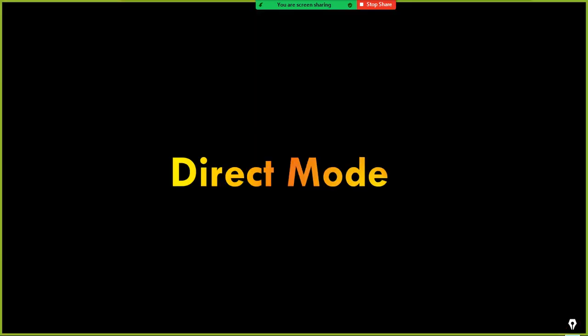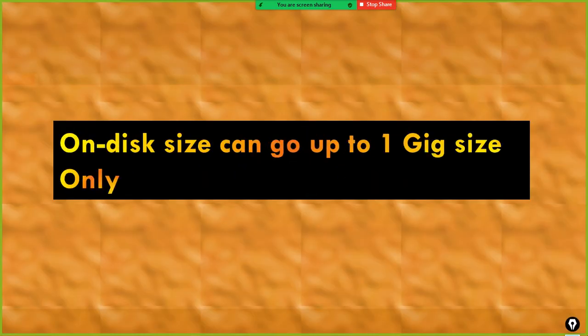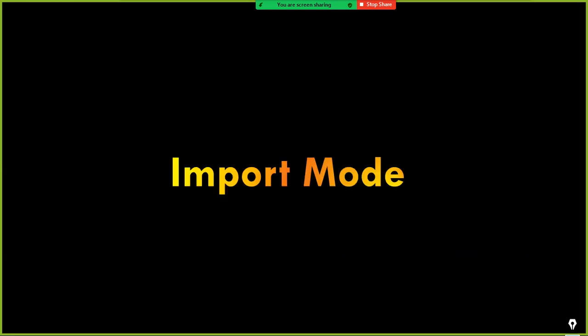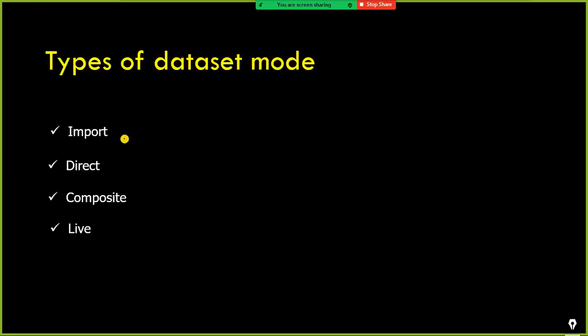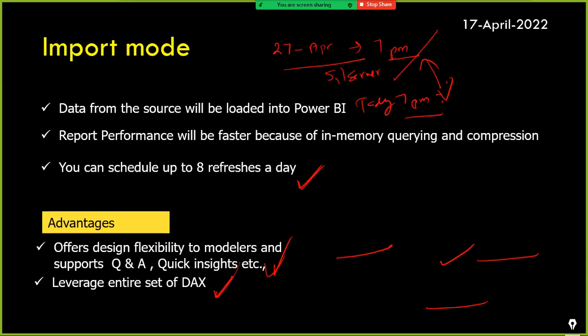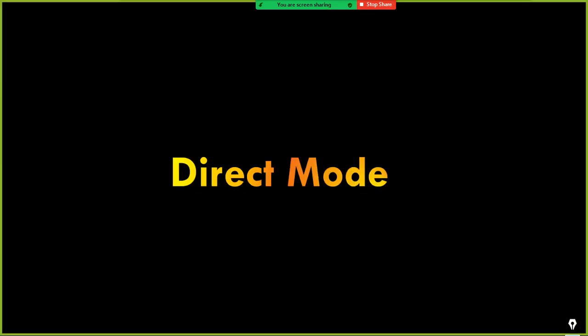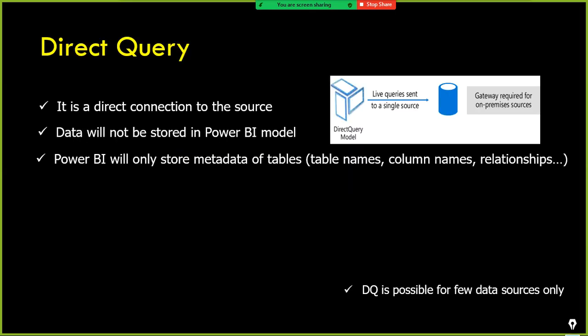Next one is, we'll take the direct mode. There are 4 types of mode I was discussing. One is import mode. So far we discussed import mode. Now let us take a look at the direct mode. What exactly is the direct mode? In the case of direct mode, basically it is an alternative to your import mode, right? In this type, the data will not be stored in your local desktop or Power BI model, since it is a direct connection to your data source.